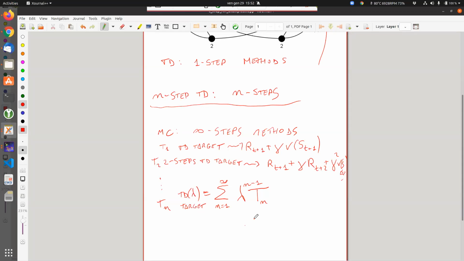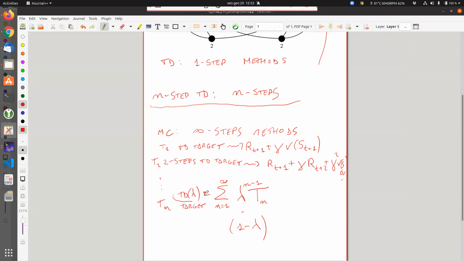And of course, we need to divide by this. No, multiply. I mean, the sum must be 1. So I guess I have to multiply times 1 minus lambda, right?